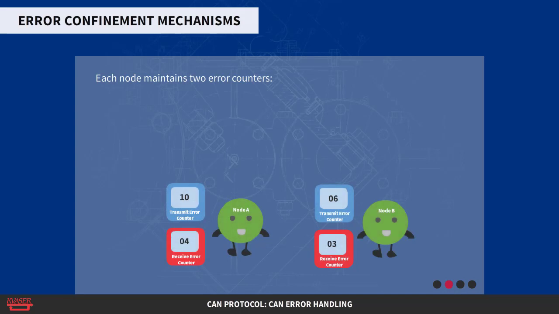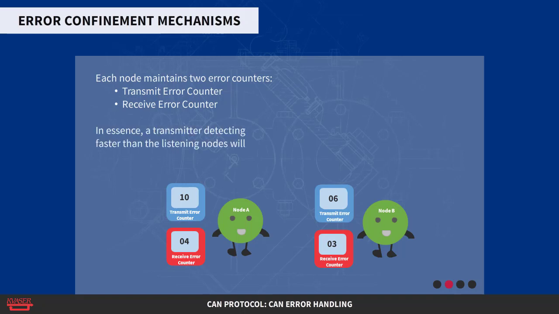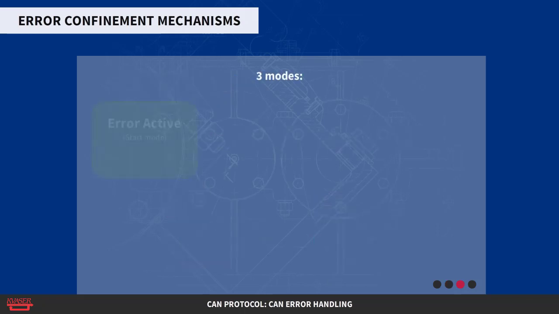Each node maintains 2 error counters, the transmit error counter and the receive error counter. There are several rules governing how these counters are incremented and/or decremented. In essence, a transmitter detecting a fault increments its transmit error counter faster than the listening nodes will increment their receive error counter. As was mentioned, this is because there is a good chance that it is the transmitter who is at fault.